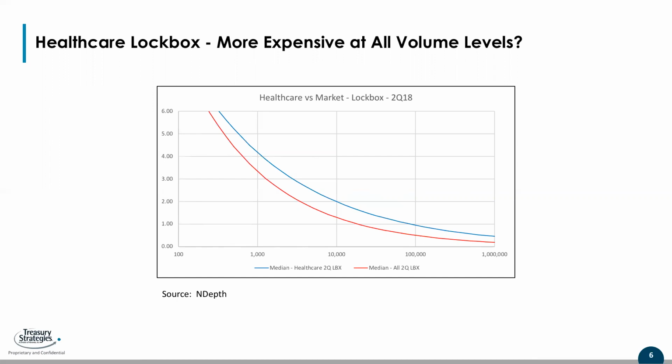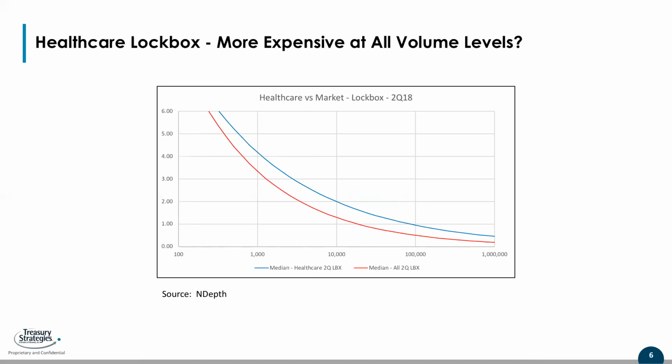The blue line on this chart represents the healthcare all-in pricing line, and the red line is our entire database. So you can see the median healthcare prices across the board at every volume level for Lockbox are higher than the red, or all other company, line. Now, as we said earlier, healthcare Lockbox is complex. There are a lot of things your banks are doing that they may not be doing for other customers, so we'd expect the blue line to be higher.